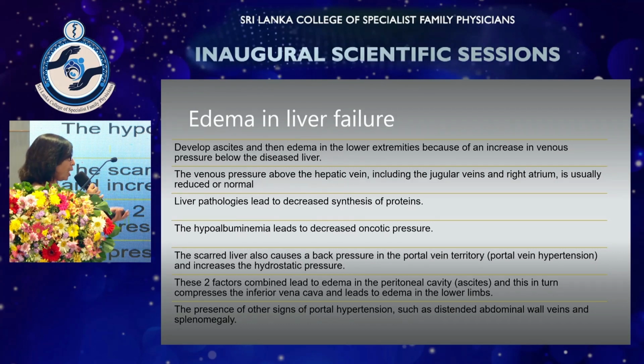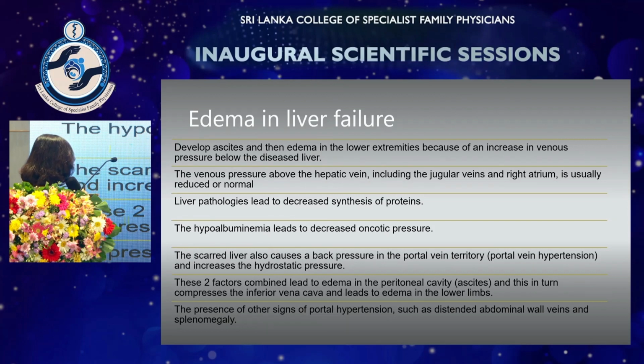Now you know how the edema happens. The scarred liver also causes a back pressure in the portal vein territory, that means portal vein hypertension, and increases the hydrostatic pressure. So hydrostatic pressure is also going up. And these two factors combined lead to edema in the peritoneal cavity, that means ascites, and this in turn compresses the inferior vena cava and leads to edema in the lower limbs.